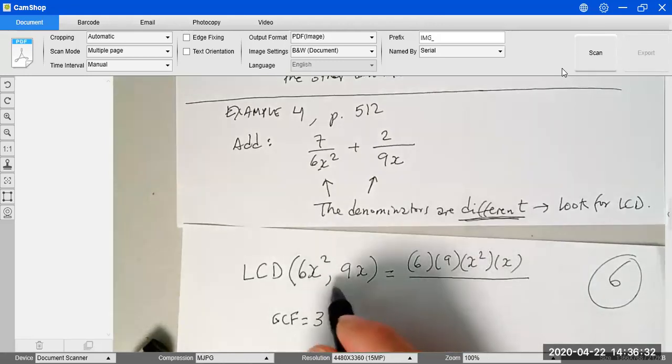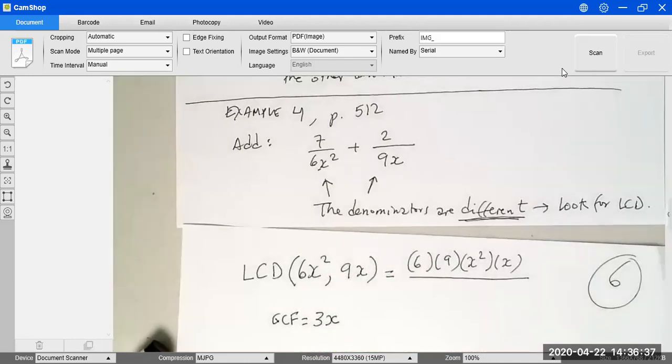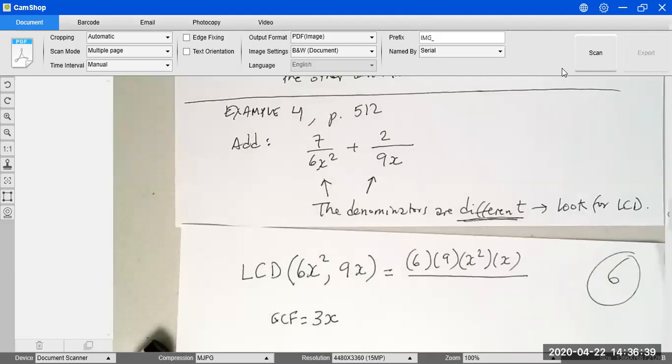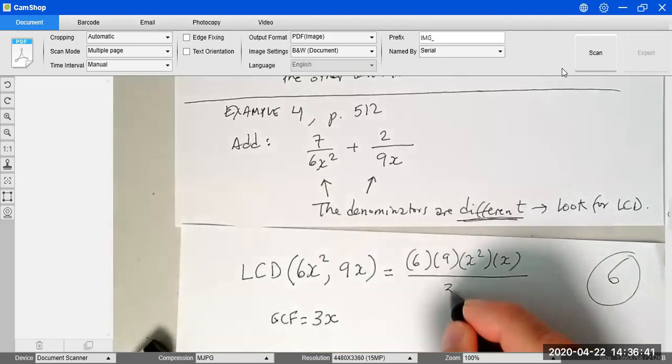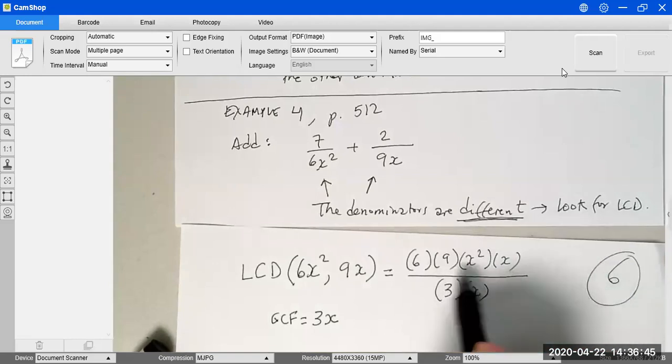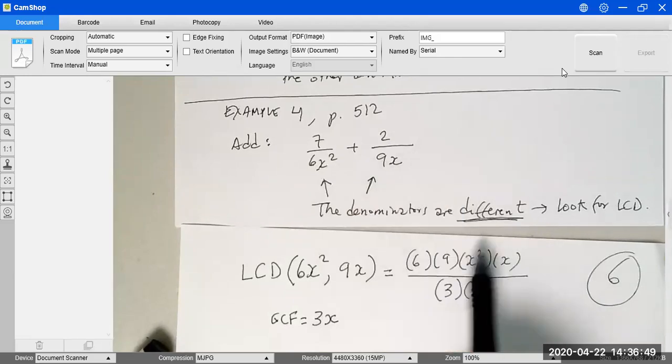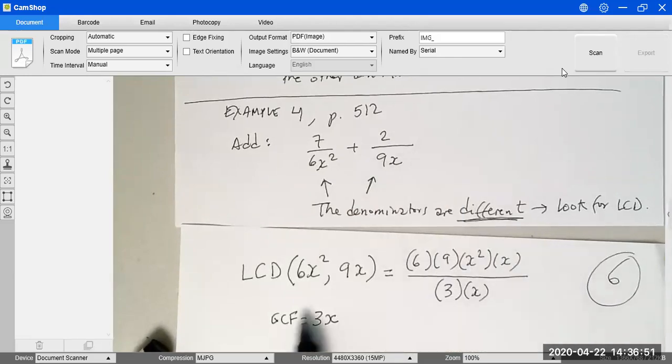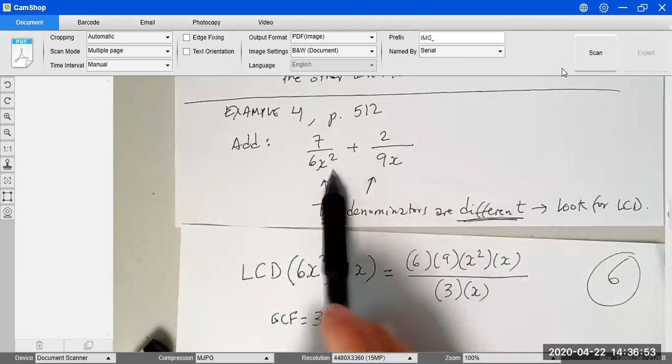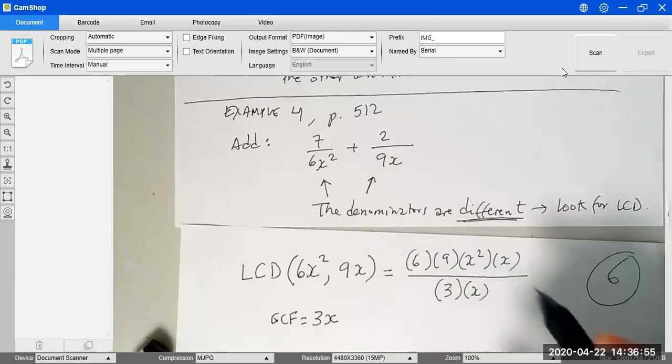And the greatest common factor of variables is going to be just x. Okay, so that's the greatest common factor. So I'm going to write here 3 times x. And everything is written in a factor form, you can see here. So the product of these two denominators is here. The greatest common factor of these two denominators is here. So now you can simplify everything.